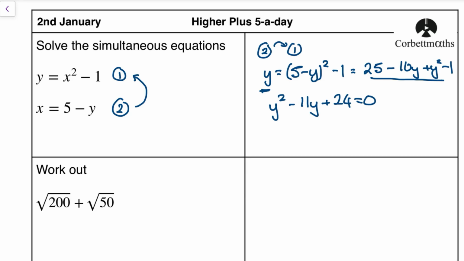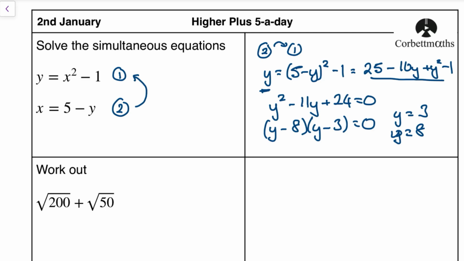Now, next question, can I factorize it? Well, I can, because I can think of two numbers that multiply to make plus 24, which is minus 8 and minus 3. And they also add to give me minus 11. So that's going to be (y minus 8)(y minus 3) is equal to 0, which means y equals 3, or y equals 8. However, I'm not done because I need to find the x values as well.